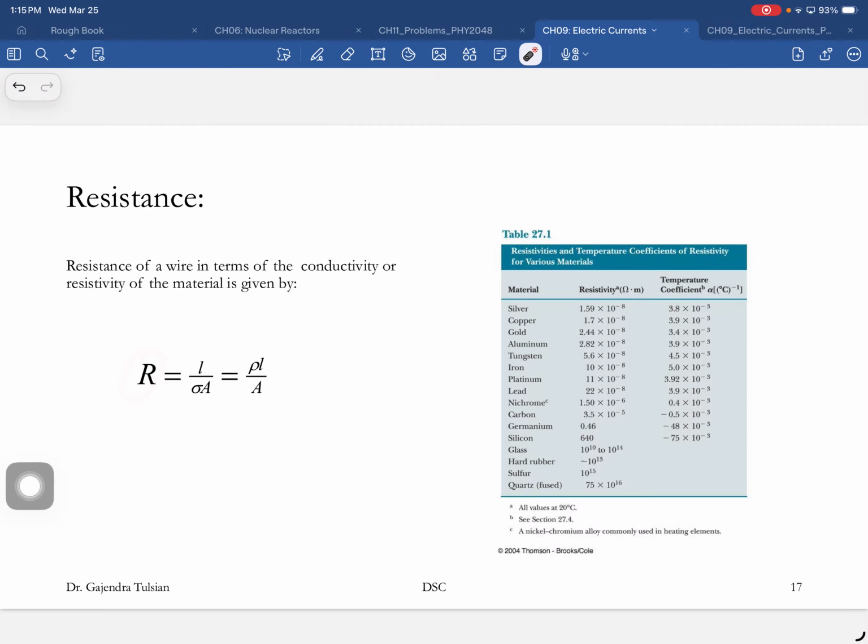So if you want to make a low resistance wire, you want to choose a low resistivity material. So in a lot of chips they use gold wiring because they want low resistance and you're not spending too much gold.